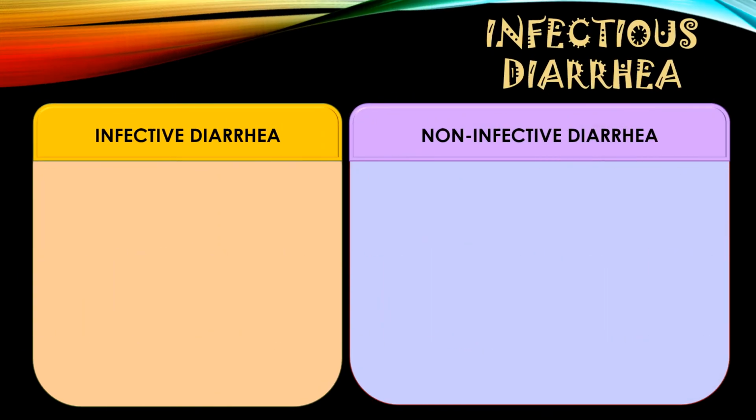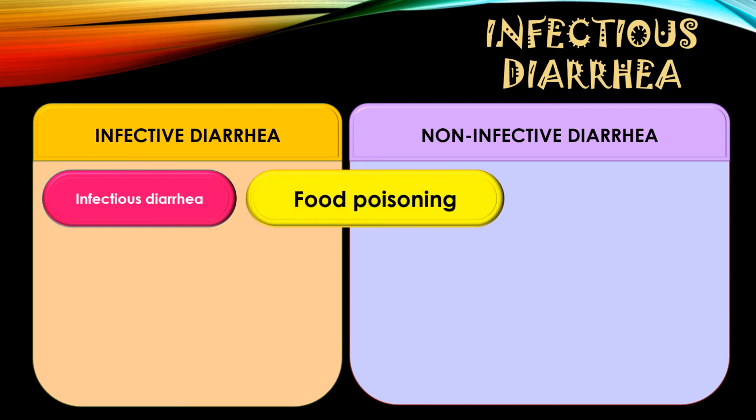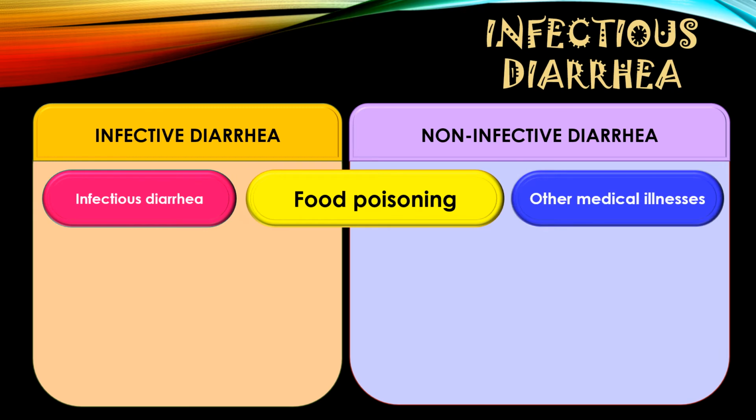For the infectious diarrhea, you may have heard the terms infective diarrhea, non-infective diarrhea, and infectious diarrhea. What is the difference? Infective diarrhea is a broad range term. It's composed of infectious diarrhea and food poisoning, and maybe some food poisoning not from infection. Non-infective diarrhea may be caused by other medical illness.